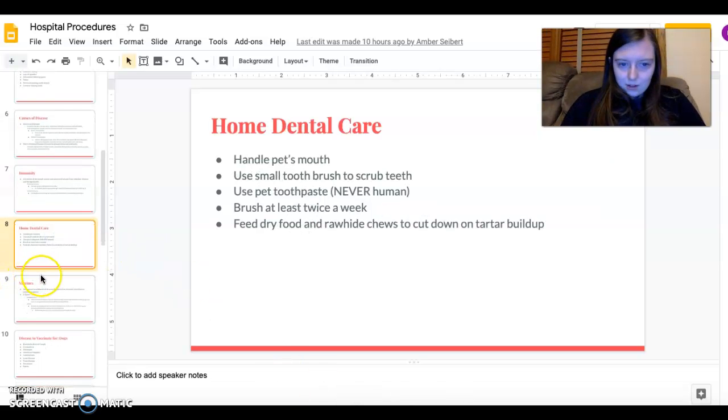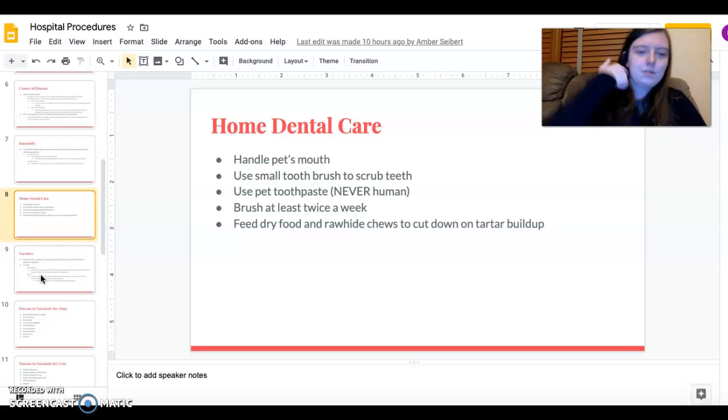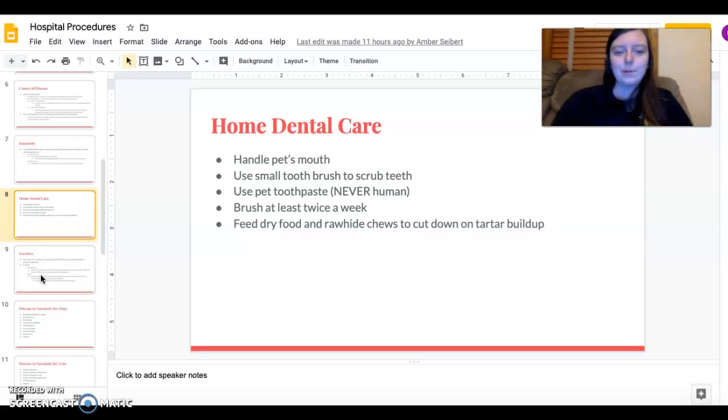Oh, we're back to dental care. Not sure why this is out of order, but we're going to keep it this way because it sounds great. At home, here are things you can do for dental care for your pets. You can handle their mouth, make sure everything's good to go. Use a small toothbrush to scrub their teeth. Use a pet toothpaste. Don't use human toothpaste. It's not good for them.